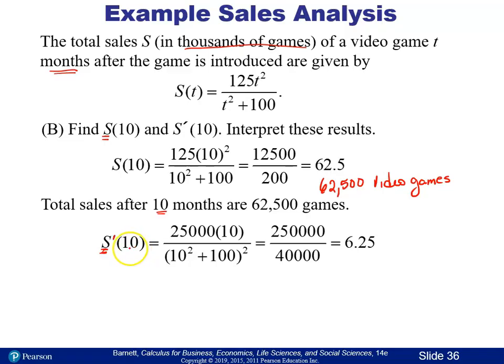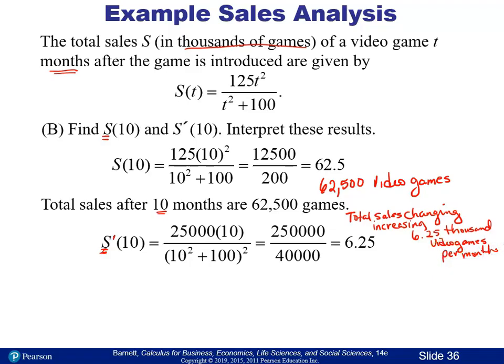Okay, so 6.25 is no longer the total sales, it's how the total sales are changing because it's the derivative that we're talking about. Since this is positive, that change is increasing. So total sales are increasing by 6.25, and this is in 1,000 video games. And since our time unit is months, it's going to be per month.